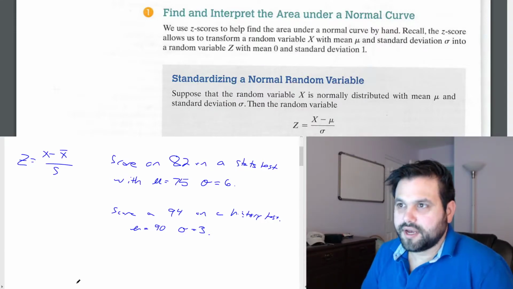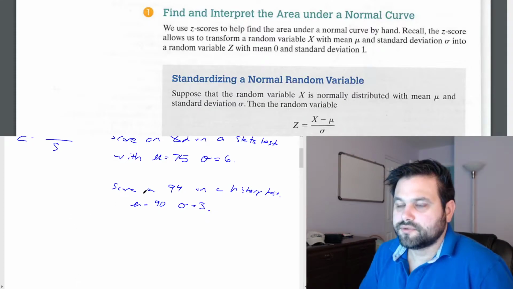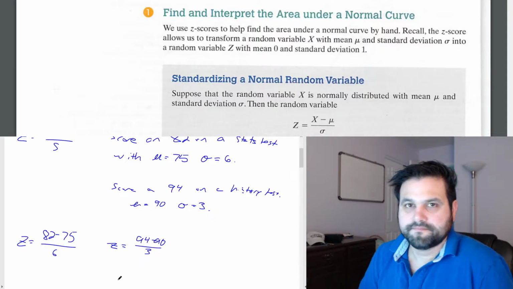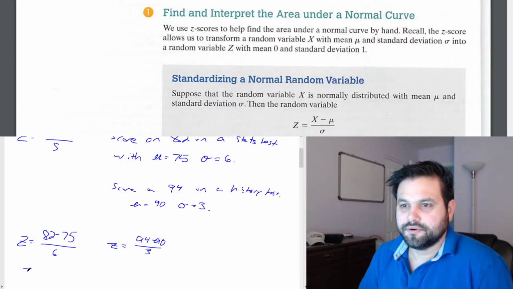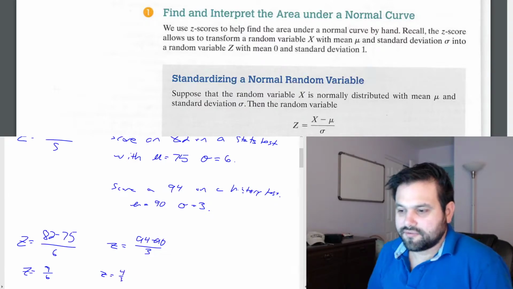So let's go ahead and just recap how we did this. We would do the first situation, the stats test, the z-score would be 82 minus 75 divided by 6. And then this history z-score would be 94 minus 90 divided by 3. Okay, so what does this come out to be? This z-score is 7 over 6, whatever 7 divided by 6 is, and this one is whatever 4 divided by 3 is.